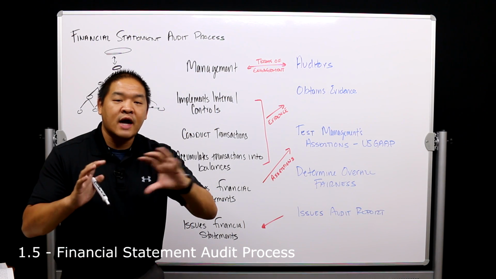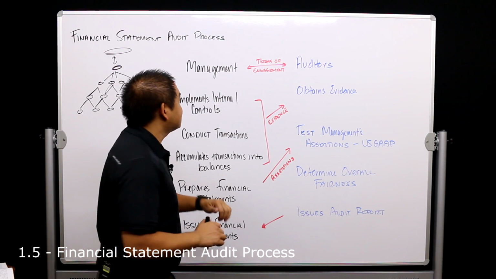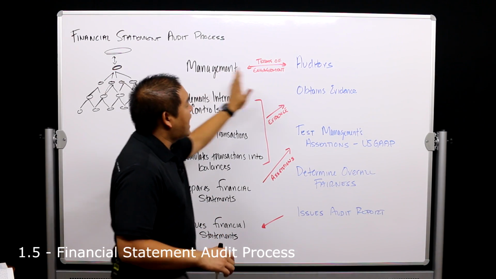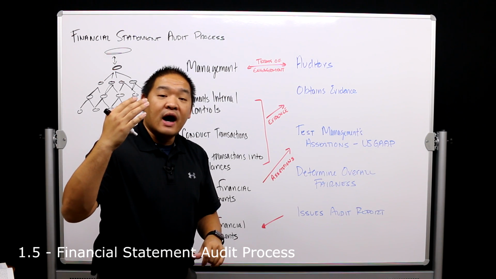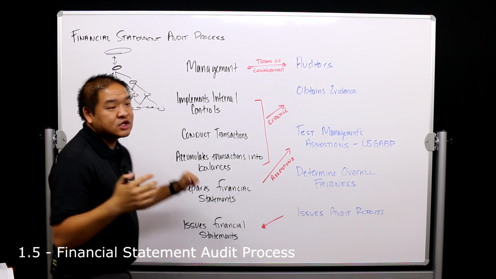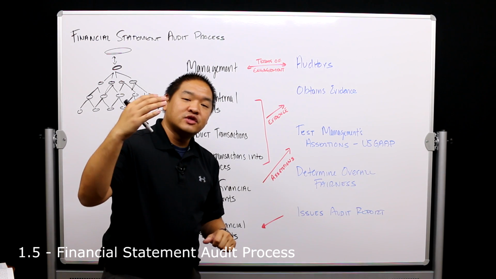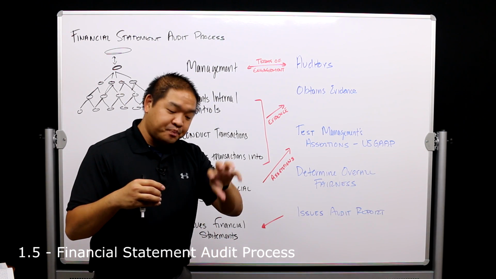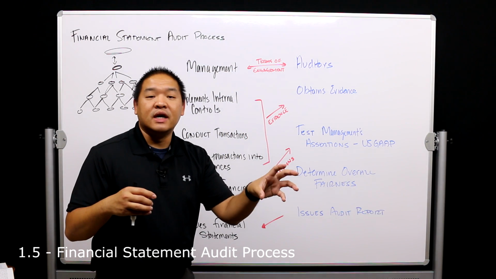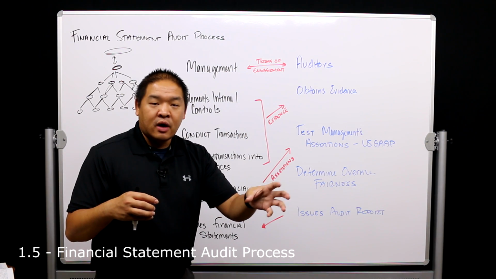So how does this interact with each other? Okay. Well, the process is this. Management will hire auditors, usually at the direction of the upper management, but also of the direction of the board of directors. Okay, so the board of directors or even the audit committee will decide who their auditors are going to be.